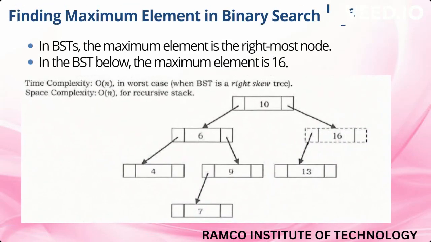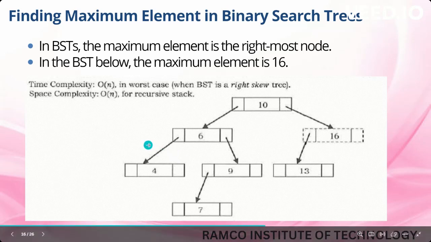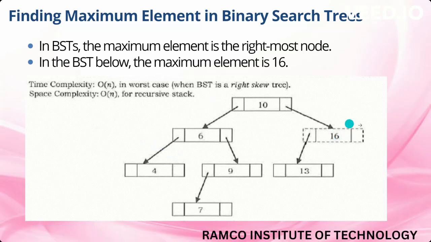Next, finding the maximum element in the binary search tree. In a binary search tree, the leftmost node is the minimum element and the rightmost node is the maximum element. Here in the given binary search tree, the maximum element is 16. 16 is the rightmost node in the given binary search tree, so this is the maximum element in the BST. The time complexity is O(n) for a right skewed tree, and the space complexity is O(n) for the recursive stack.